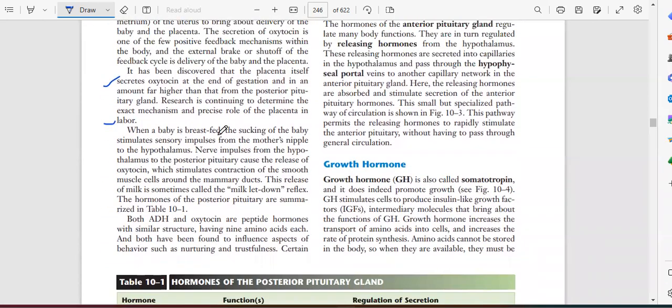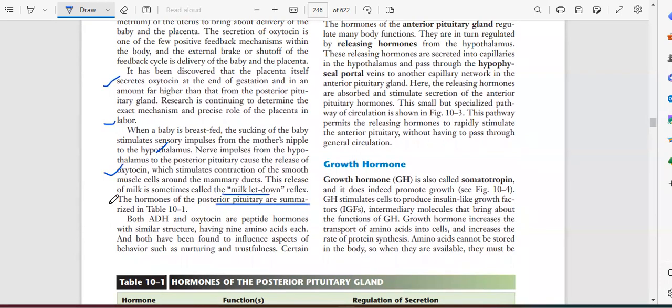When a baby is breastfed, the sucking of the baby stimulates sensory impulses from the mother's nipple to the hypothalamus. Nerve impulses from the hypothalamus to the posterior pituitary cause the release of oxytocin, which stimulates contraction of the smooth muscle cells around the mammary ducts. This release of milk is sometimes called the milk letdown reflex. The hormones of the posterior pituitary are summarized.